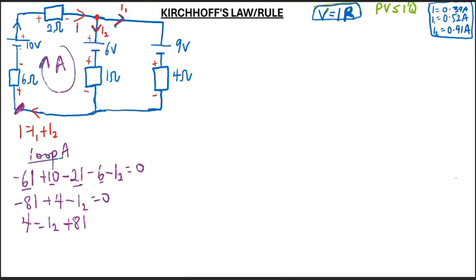And for the second loop now, loop B. Now this is loop B. I'm going to move in a clockwise direction.